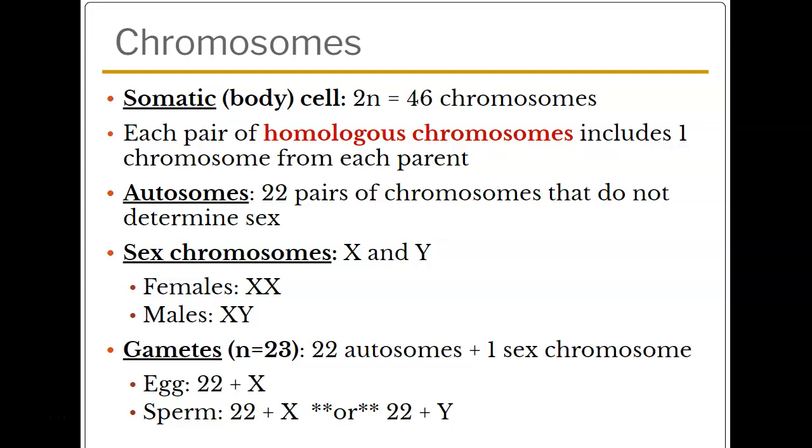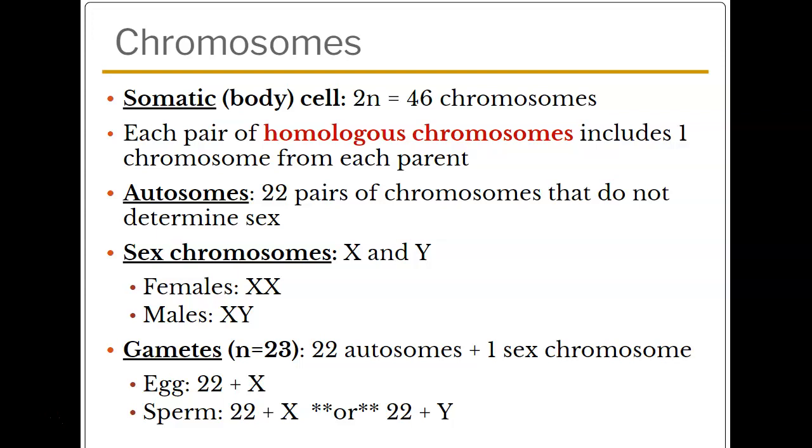We'll learn later that the phrase for that is called diploid, di for two. So you have two sets. Again, 23 from mom, 23 from dad. Each pair of homologous chromosomes, which is another vocab word, includes one chromosome from each parent. So what that means is you have two chromosome 1s. They are homologous, meaning that they're both chromosome 1, but one came from mom and one came from dad. You have two homologous chromosome 2s, two homologous chromosome 3s, and so on.